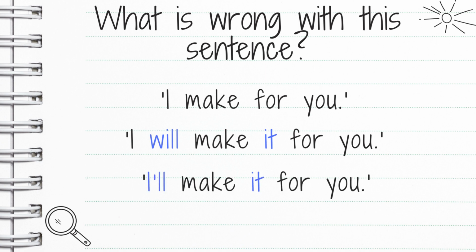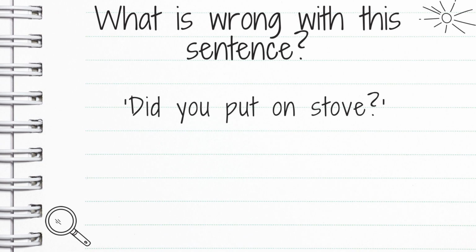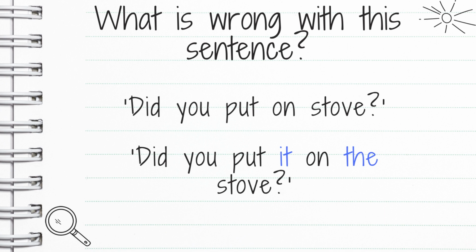Or you could use the contraction of I will, which is I'll. I apostrophe double L, which is I'll make it for you. So either sentence is right, I will make it for you, or I'll make it for you. Probably more native English speakers would probably just use the contraction form, I'll make it for you. Okay, what about this sentence? Did you put on the stove? It's missing it and the. Did you put it on the stove? Okay.